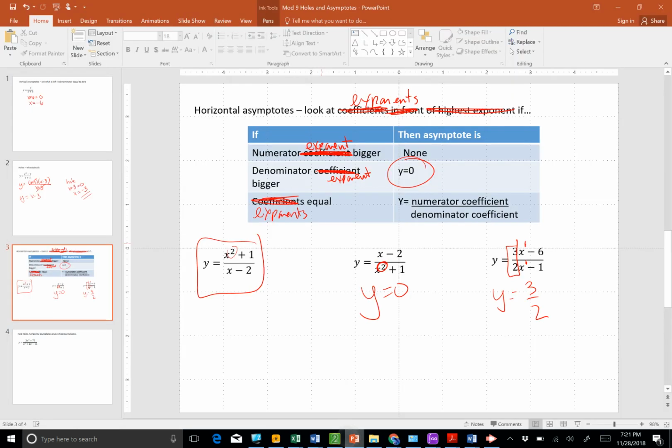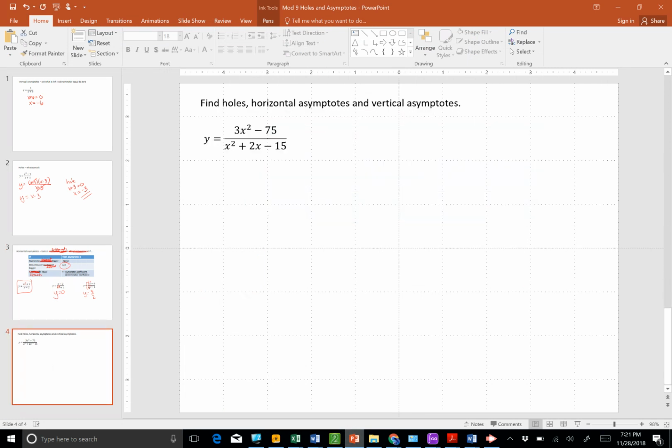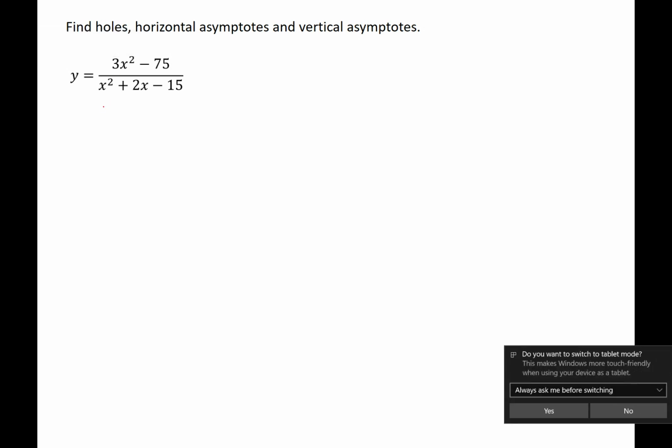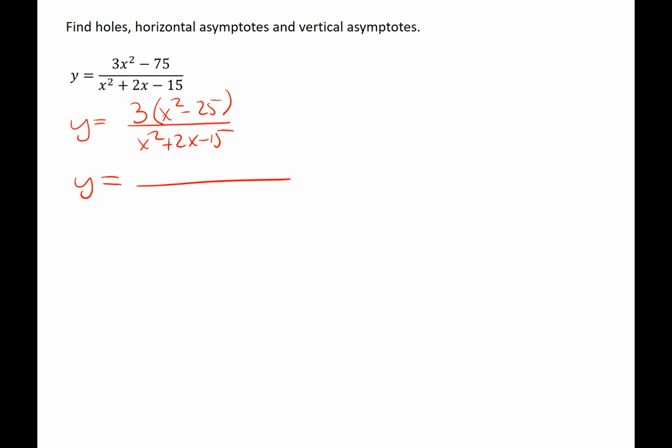All right, last little bit is we're going to find the holes, the horizontal asymptotes, and the vertical asymptotes on this problem here. Okay, so first thing I'm going to do is factor, which is what we've been working on a lot with the units this week. So I see a greatest common factor in the numerator. So I'm going to pull that out, and that leaves me with x squared minus 25. I'm going to leave my denominator alone for just a minute. And then I'm going to do the difference of squares factoring on the top because they're two square terms.